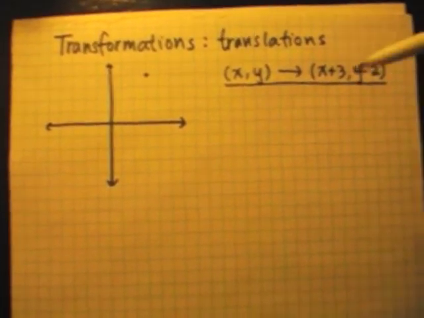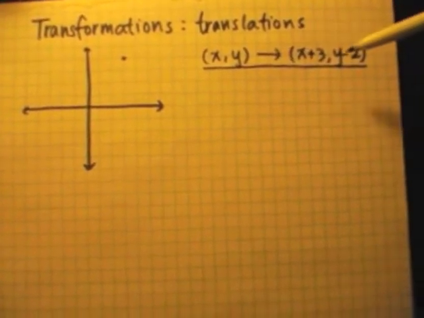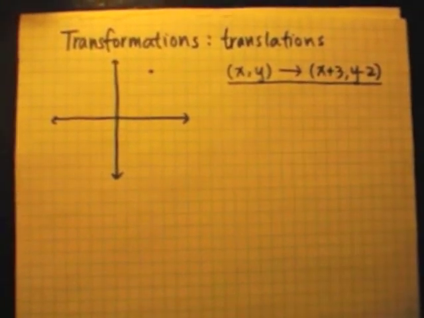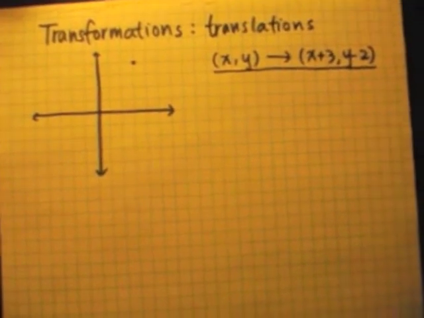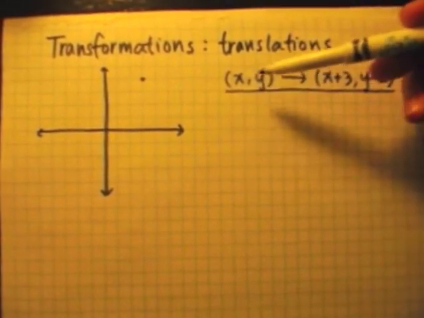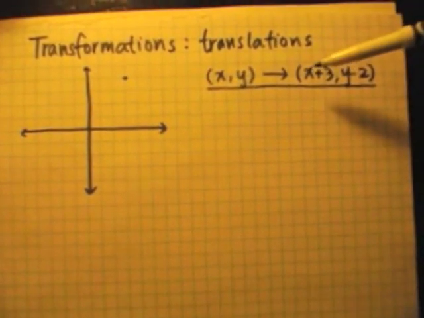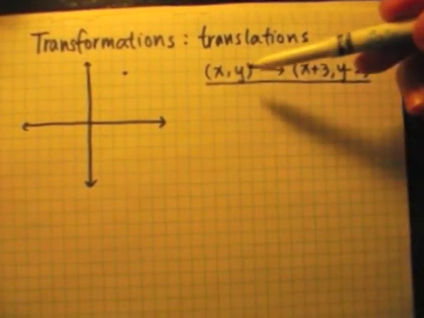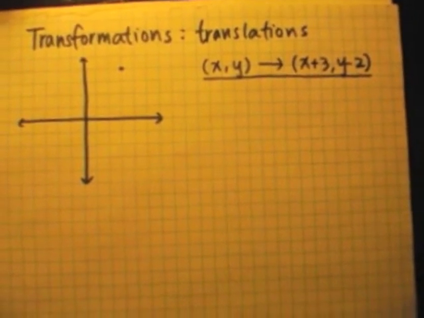The rule is either going to be written out using symbols, just like this, or it might be written out in words. It really depends on the problem. In this case, it's written out in symbols. Now what does this mean? What this rule is saying is that whatever x and y coordinate you are given, you're going to take the x value and add 3 to it, and you're going to take the y value and subtract 2 from it.